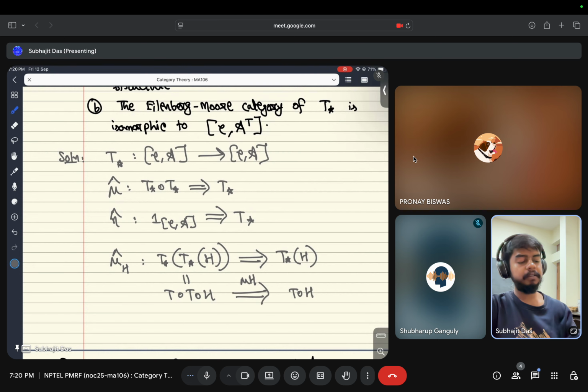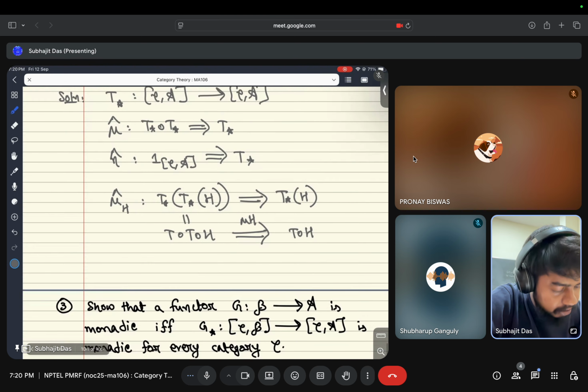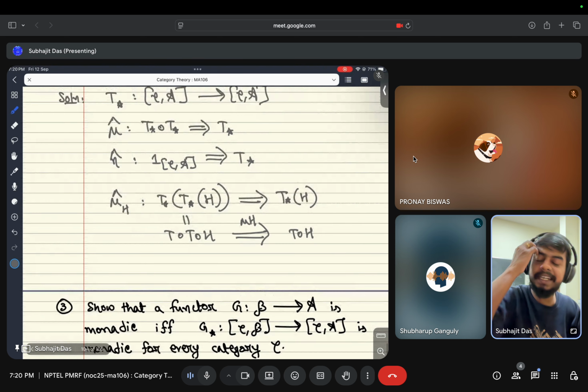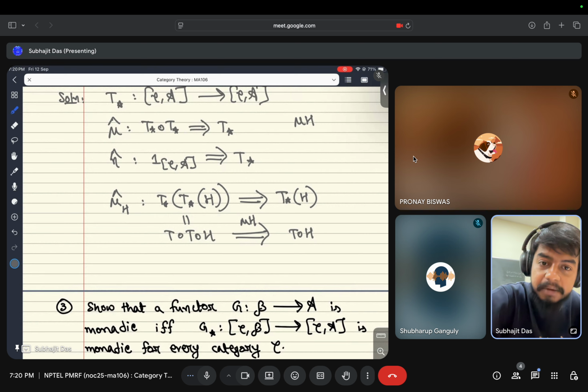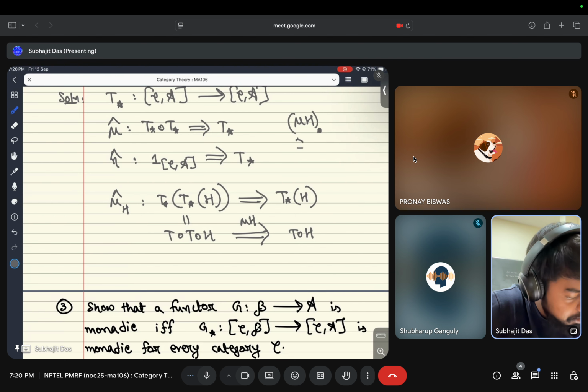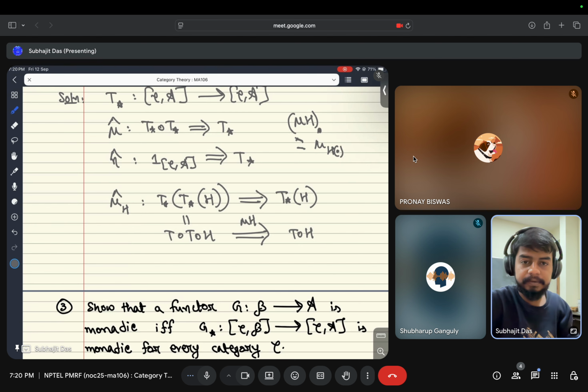Yes, mu H. And by the way, mu H notation is clear to everyone. I'm repeating this again. Mu H is just mu star H, or what it does is, I mean its component at some object, let's say dot, this natural transformation's component at some object dot is exactly mu at H dot. This is what the natural transformation is.